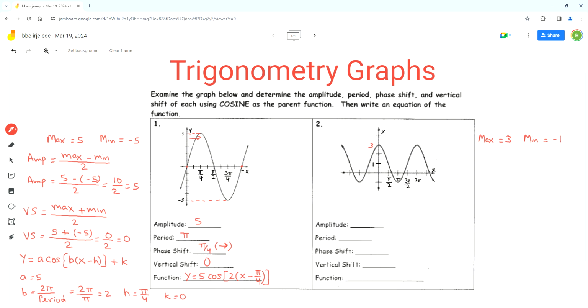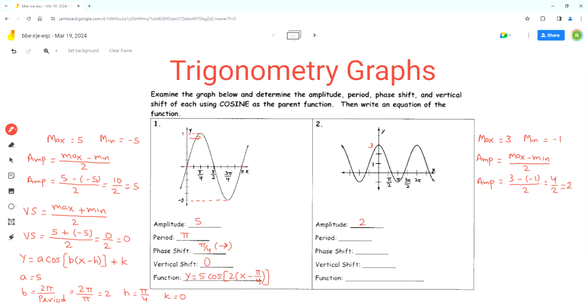So now we can use the formula for amplitude. Amplitude is equal to max minus min divided by 2, which is equal to 3 minus -1 divided by 2. So 3 minus -1 is 4. So 4 over 2, which is equal to 2. So that's the value of amplitude.